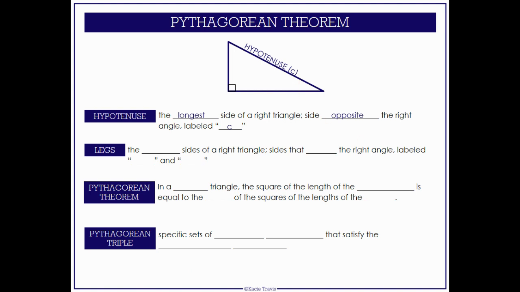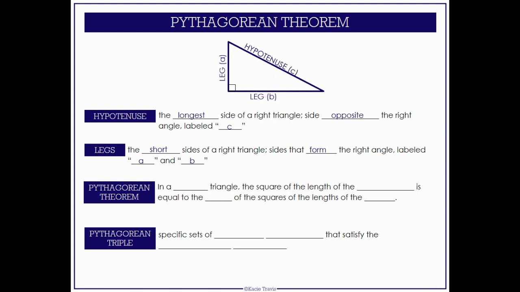Now we're talking about the legs, the other two parts. These are the shorter sides of a right triangle that form the right angle. They are labeled A and B. By shorter, I mean shorter than the side up here. We have the side on the left, that's one leg, which we call A. The other leg is called B. These two, A and B, are the A and B from our formula.